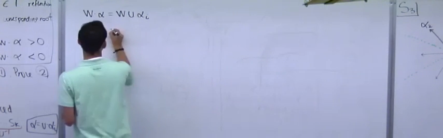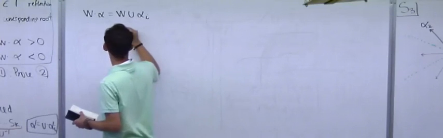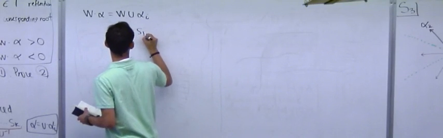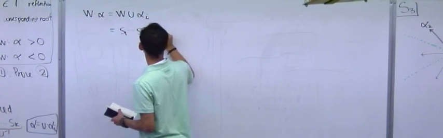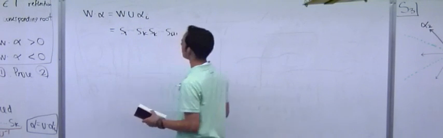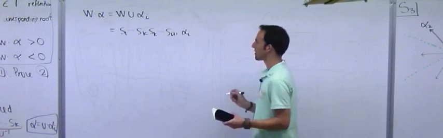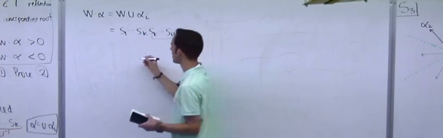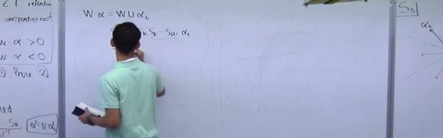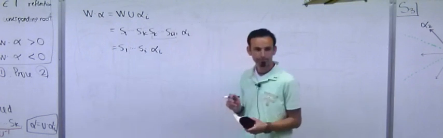Now, what is W times U? Well, let's just plug in, because we know what they are. W is S1 up to Sk, and U is Sk down to Si plus 1. And then we know that there's going to be a lot of canceling going on here. These are all going to cancel everything up to Si plus 1. And so what I'm going to get is S1 up to Si, and then alpha I.